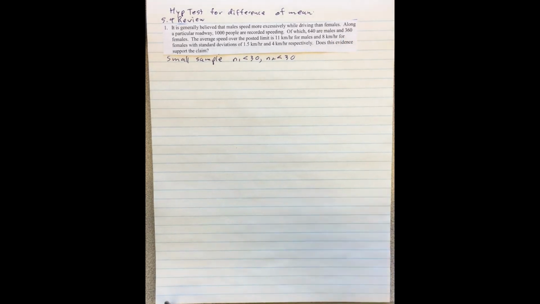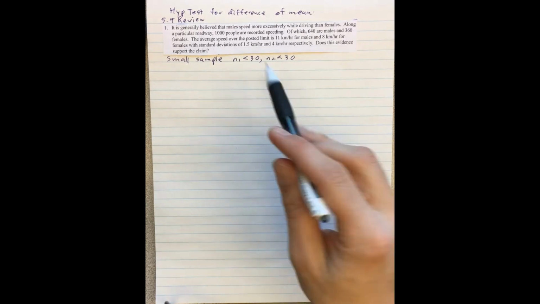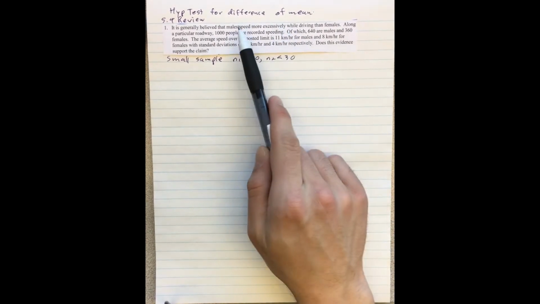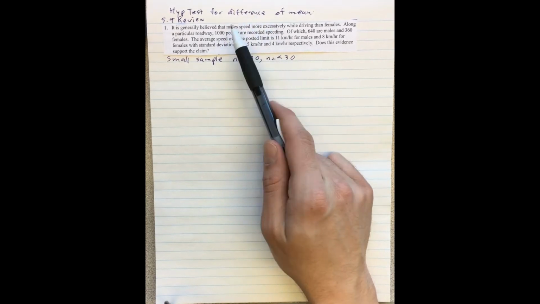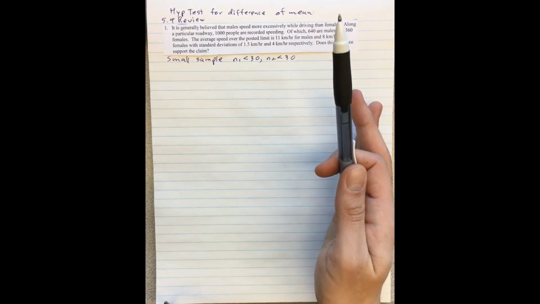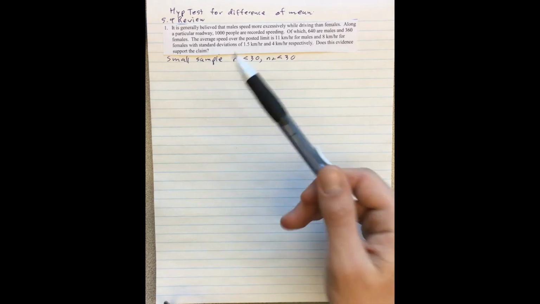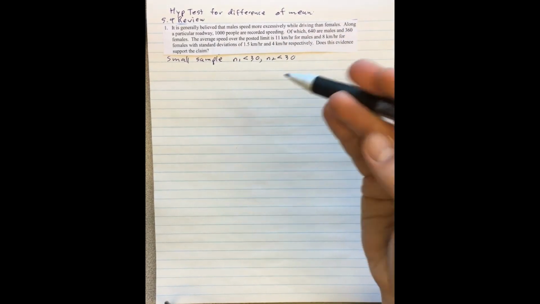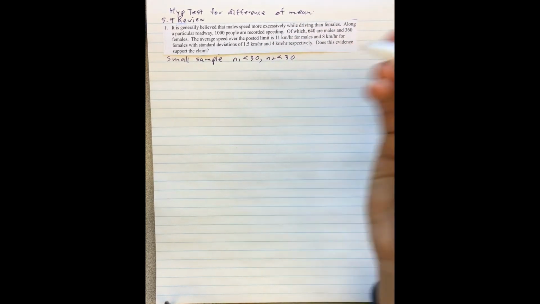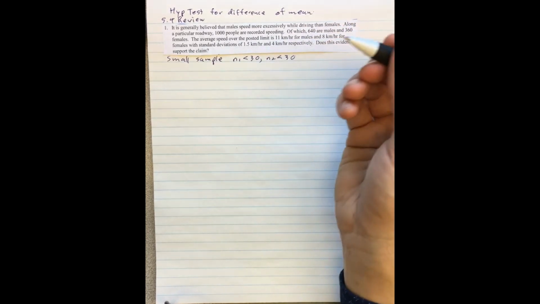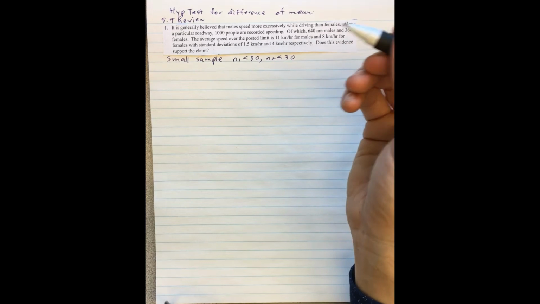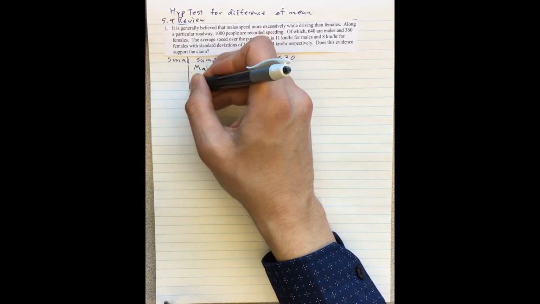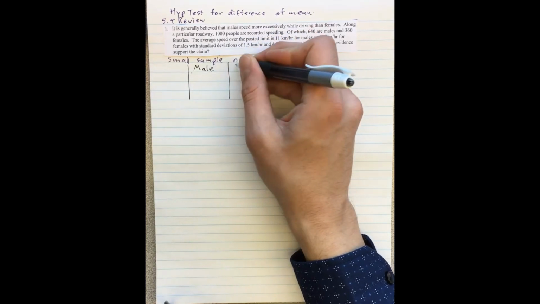So the idea here is that you're trying to test if men speed more than women. And the important part here is you need to very clearly identify which is which. So I would say go about and label things. It might even help to make a table prior to doing this, just to set things up the right way. So let's say male, and I'm just going to make a little chart here, and female.